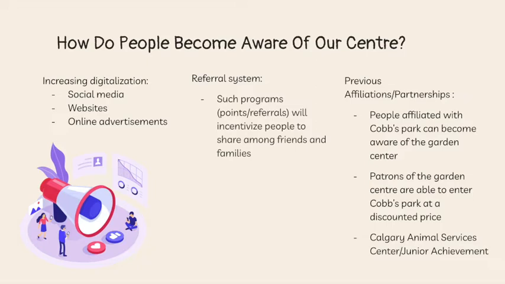Moreover, the philanthropic need and rhetorical appeal will incentivize them to donate to a good cause, so we're able to both promote Cobbs Park while spreading word of Rue and Friends Garden Center. Referral programs will help promote the center, and if we are to pursue other partnerships, we can do so with organizations that have similar missions to ours, such as Calgary Animal Services Center. Moreover, Junior Achievement helps promote student businesses, and students are the backbone to the layout of this project.